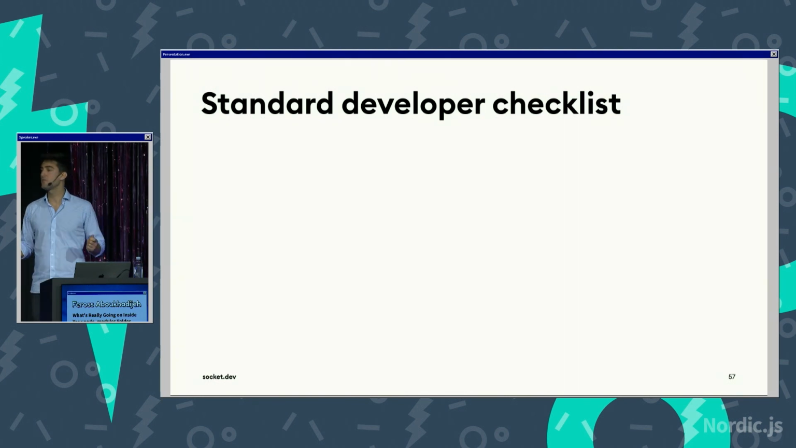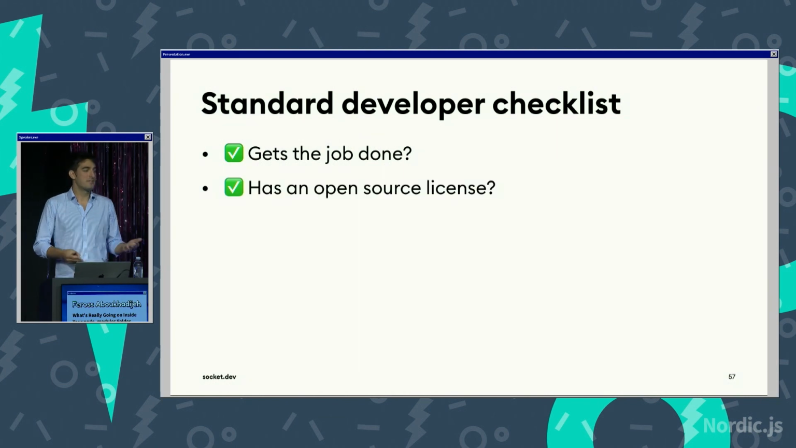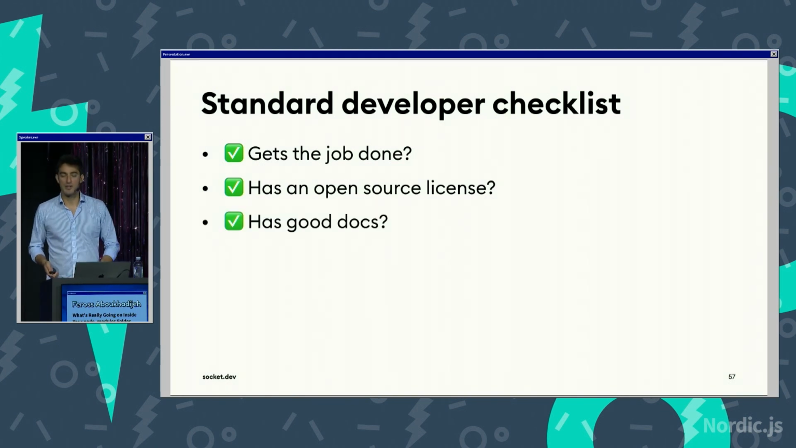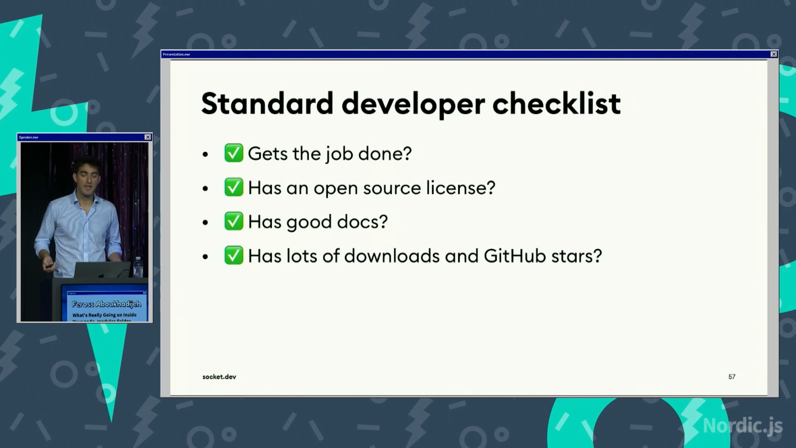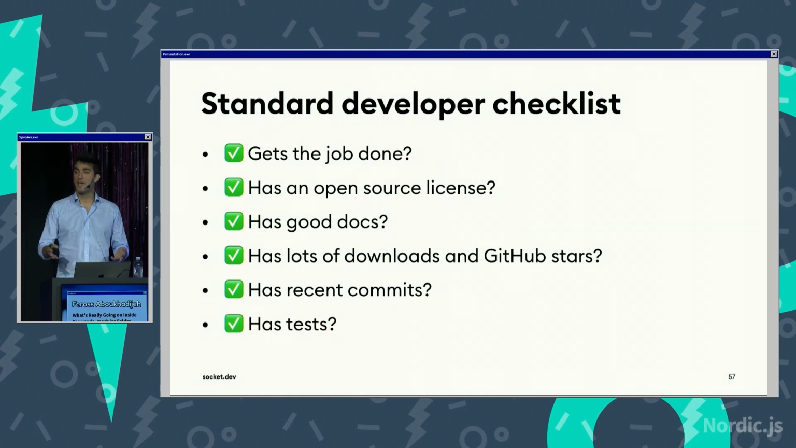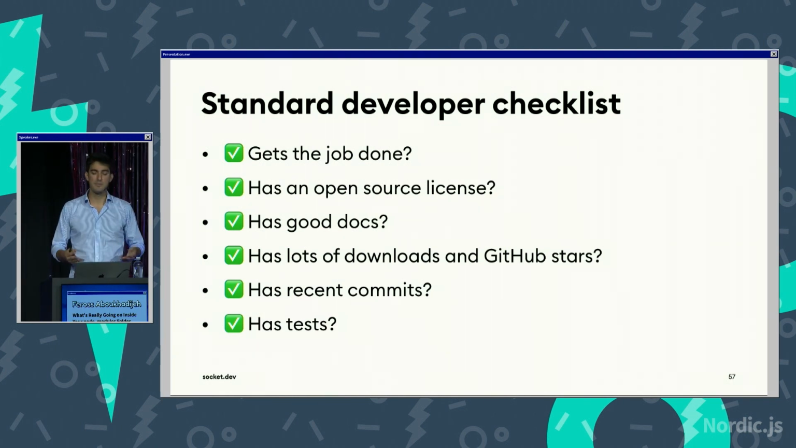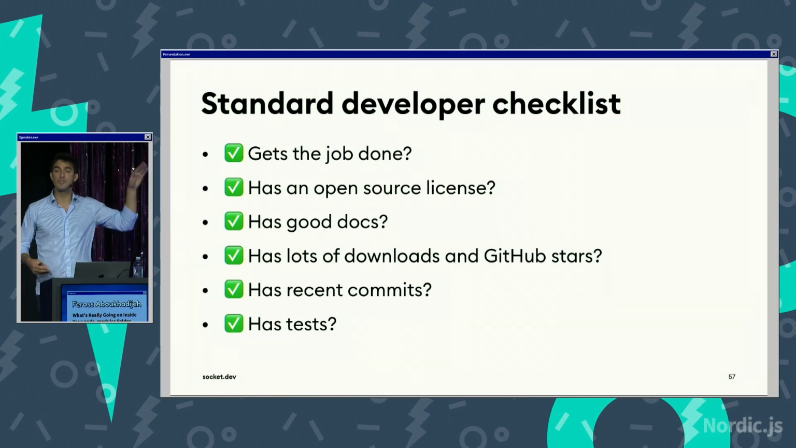So what are the things that we look for today? We look for, does the package get the job done, right? Does it work? Does it have the features that I need? We look for, hopefully you look for this one, is it open source so you can actually use it in your company? Are the docs good? Does it have a lot of downloads and GitHub stars? Does it have recent commits so it's maintained and I know that I'm not using something that was abandoned 5 years ago? And does it have tests? Maybe you also check if it has types, if you use TypeScript. None of these take more than a couple seconds or maybe a minute to look up, so a lot of times we do check these things today.